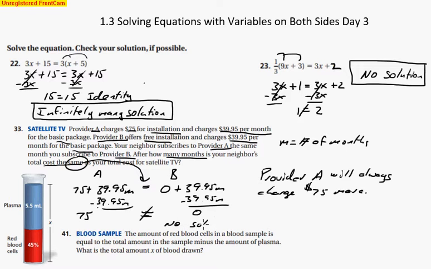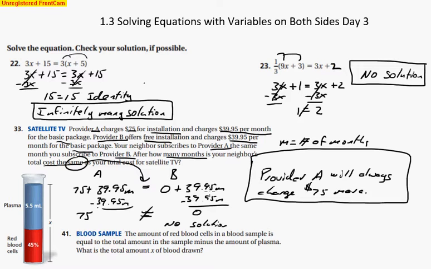Let's take a look at this one. It says the amount of red blood cells in a blood sample is equal to the total number in a sample minus the amount of plasma. Alright, so we're going to have to subtract that out. What is the total amount of blood drawn? So we've got to look to this example over here. And so we have the amount of blood drawn. Let's use a variable there. So I'm going to go ahead and call x equals the amount of blood drawn.